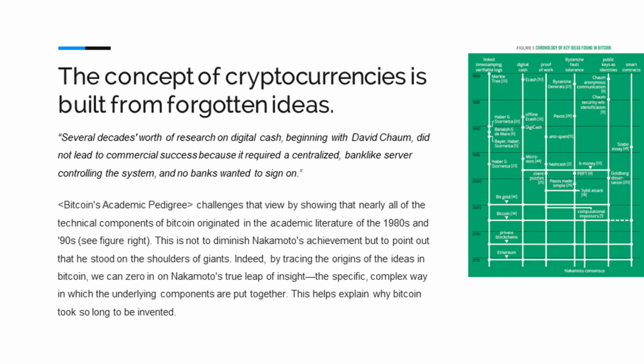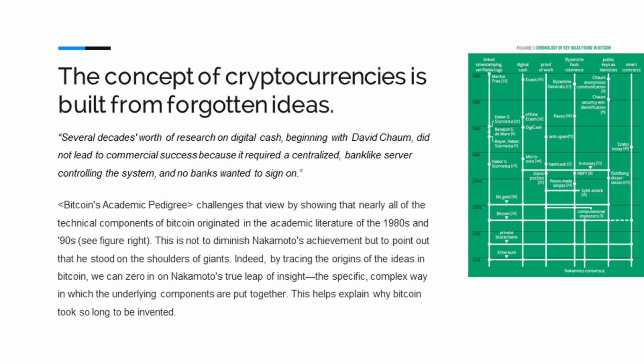Now, you might be more familiar with Arvind Narayanan, so that you can better understand the further information illustrated from Bitcoin's Academic Pedigree. And that explains why we say the concept of cryptocurrencies is built from forgotten ideas in this research literature. If you've read about Bitcoin in the press and have some familiarity with academic research in the field of cryptography, you might reasonably come away with the following impression.